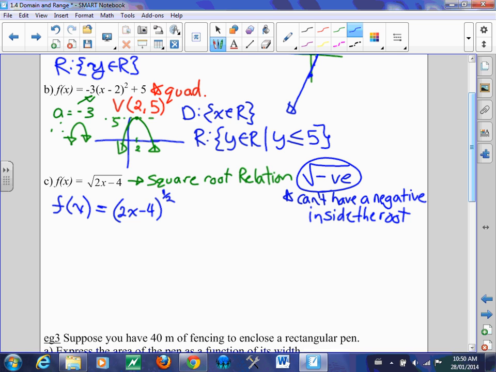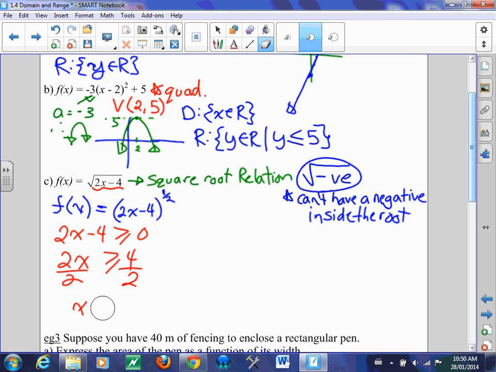Okay, so the only way to not have a negative in the square root is to say, hey, whatever's in the square root, i.e., 2x minus 4, has to be greater than or equal to 0. This is what we call an inequality, and we're going to solve for the inequality right now. So 2x, and we're going to take the -4, bring it over, becomes +4. And then to solve for x, divide both sides by 2. So x equals, sorry, my fault. x has to be greater than or equal to 2.